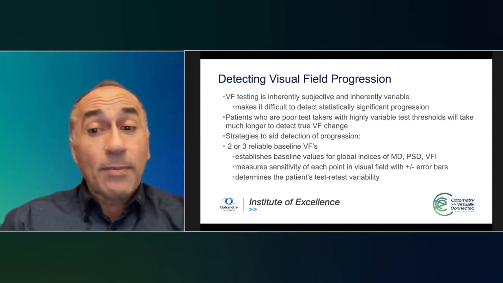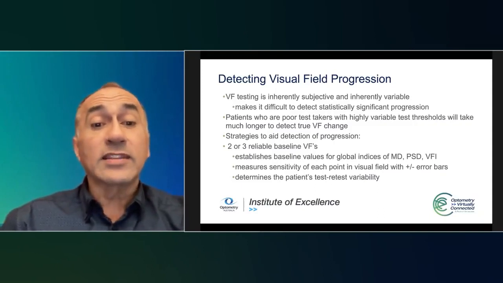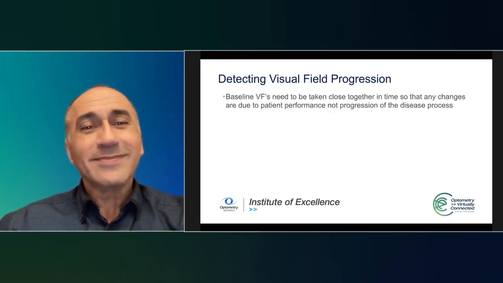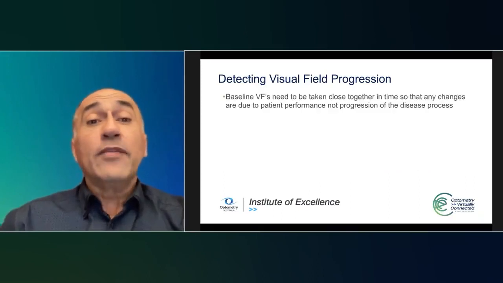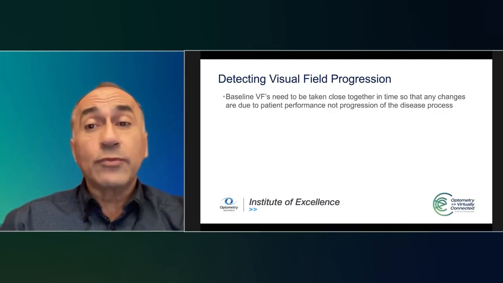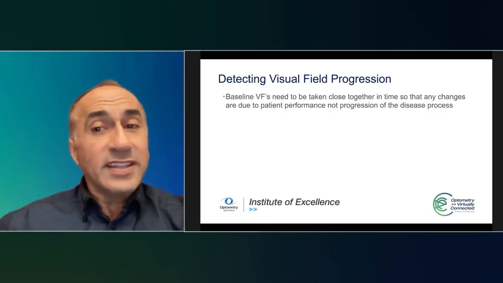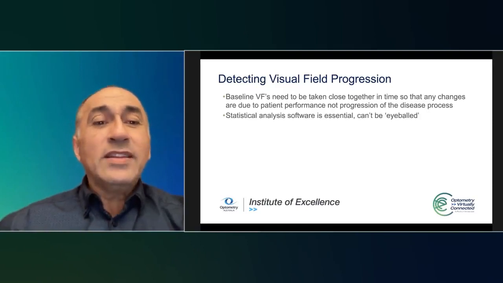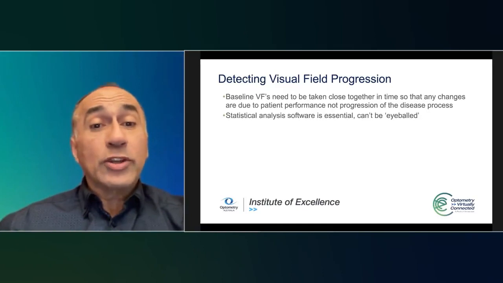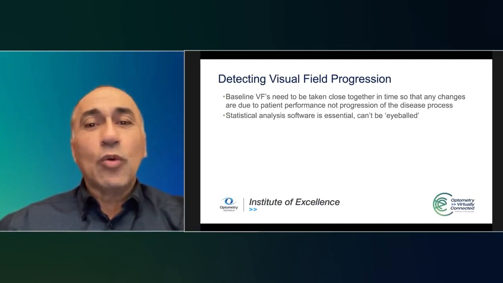And it tells us the error bars of each of those points, and that tells us the patient's retest to test variability. Baseline visual fields, for that reason, have to be taken close together in time, so the changes are due to the patient's performance, not the disease getting worse. And then the statistical analysis software works out if the progression is statistically significant or if it's not.